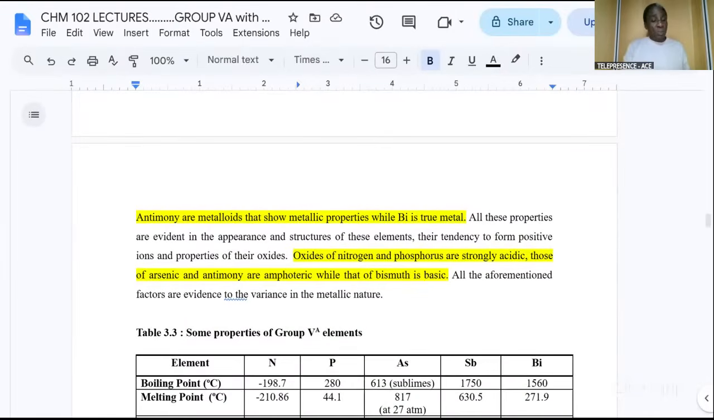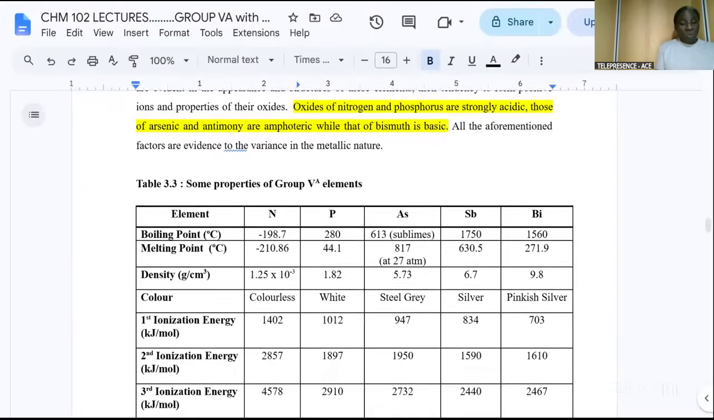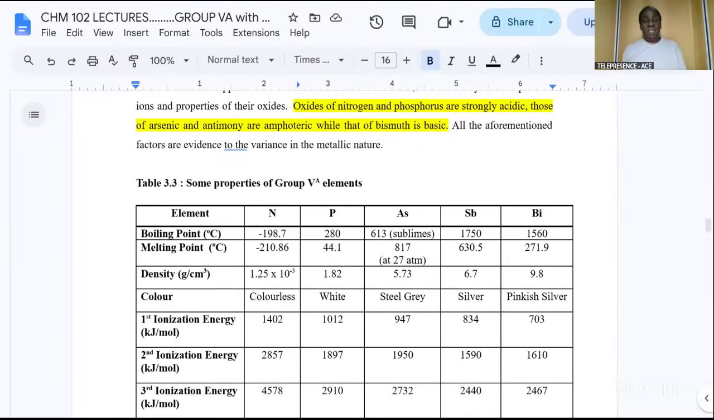Antimony, which is the third member of the group, is a metalloid. And the metalloid shows what? Both metallic and non-metallic character, while the other members of the group, which are what? Bismuth, arsenic. Now, antimony is supposed to be a metal, but it behaves partly like a non-metal. But bismuth is obviously behaving like a metal. It is actually a metal. Go through table 3.3.